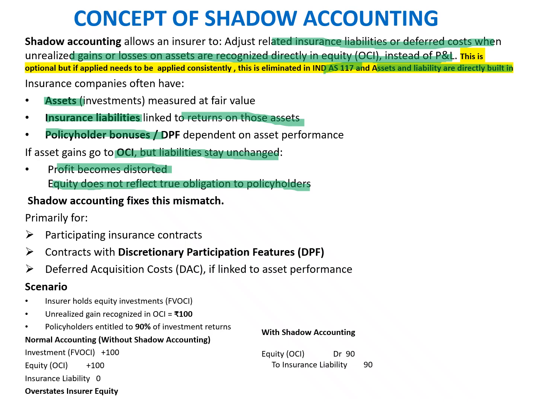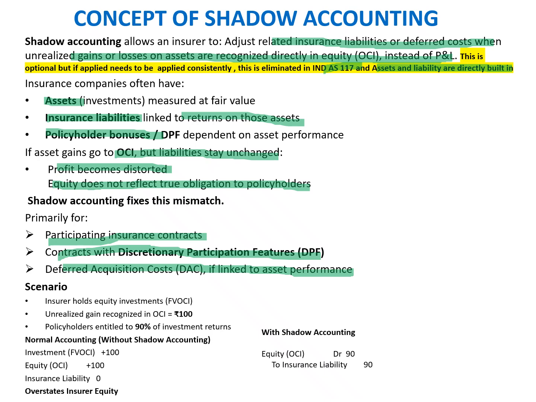So which means that shadow accounting fixes this mismatch primarily for the participating insurance contract with discretionary participation feature and deferred acquisition cost if linked to the asset performance. So whenever the plan is linked with the asset performance, then the insurer cannot account for the entire gain in their OCI, considering that they have the increase in the fair value and the entire gain is the OCI gain. That is not the right scenario because it will reflect the increase in the equity, which is actually not the equity because a portion of it is something that is payable to the insured and that needs to be accounted as a liability. So we have demonstrated this through an example here.